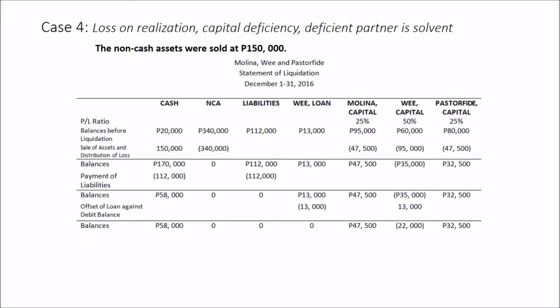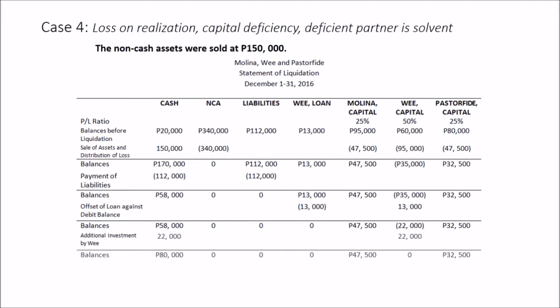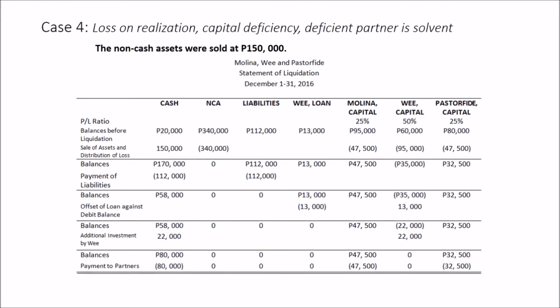We can see that We has a deficit of 22,000. Since We is deficient yet solvent, he has to invest 22,000 into the partnership to offset his deficient capital. Just like in the previous case, we offset We's capital by crediting his loan of 13,000. The distribution of the loss on realization resulted in a debit balance in the capital of We that cannot be fully absorbed by his loan. We, the deficient partner, offsets his deficiency by making an additional investment. By doing so, the partnership will satisfy all its liabilities, including each partner's liabilities.